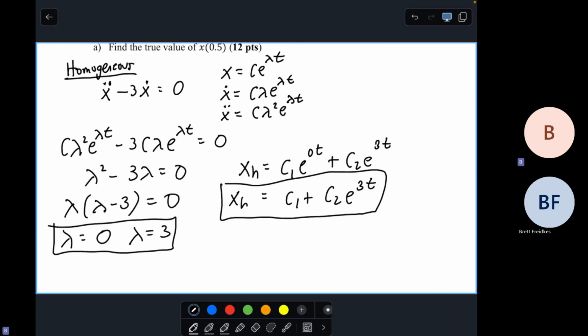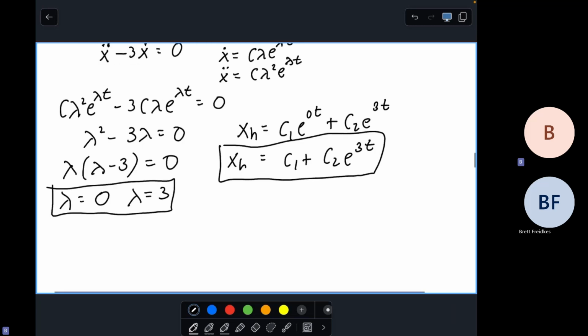Yes. What is the caveat, though? What if I had lambda is 3 and lambda is also 3? They're repeated. What changes? Well, no, it's not that. Remember, you can't have roots that are linearly dependent on each other.